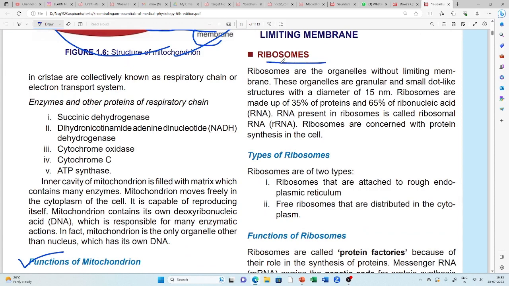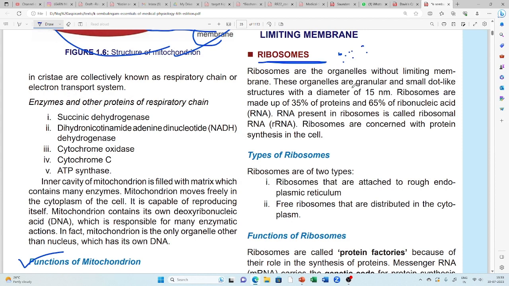Ribosome, we already explained where it is found. It is located or attached over the endoplasmic reticulum, that is the rough endoplasmic reticulum. That bead-like, point-like structure we see, that is ribosomes. Ribosomes are organelles without a limiting membrane.